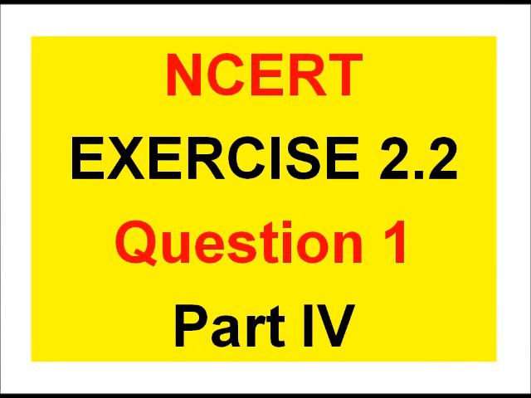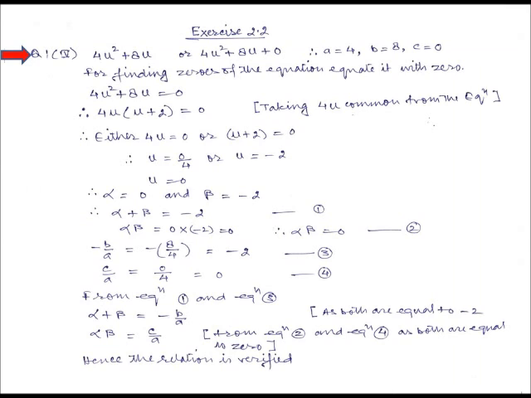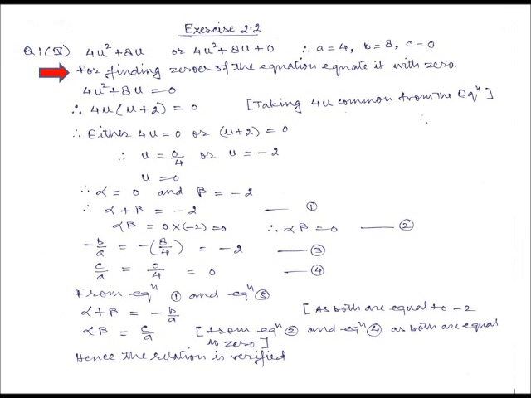Now we start fourth part of question 1. The equation is 4u square plus 8u. It has only two terms. The third term is missing. So, the third term can be taken as 0. Therefore, a is equal to 4, b is equal to 8 and c is 0.